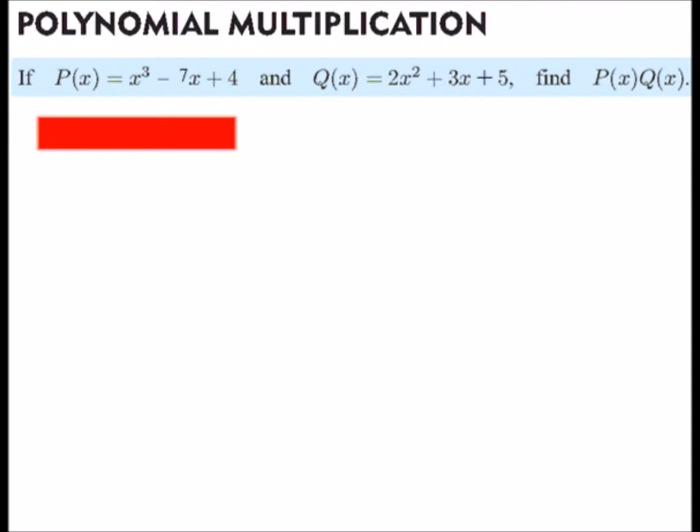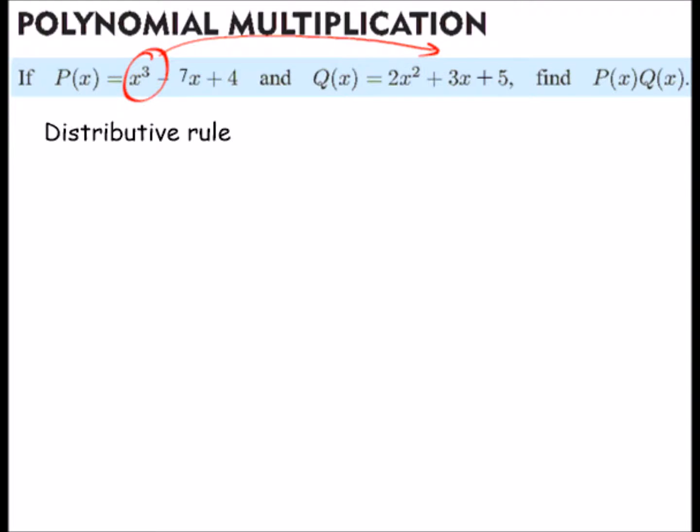Next we'll look at polynomial multiplication, where we multiply two polynomials together, and there's a few ways we can do that. The first technique we shall use is the distributive rule. That means each term in the first polynomial multiplies each term in the second polynomial. So in my first example here, this x power 3 term will multiply everything in q of x, and then negative 7x multiplies everything, and finally the 4 multiplies everything in that second polynomial.